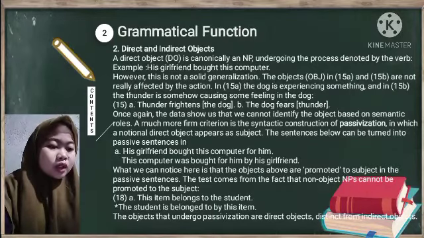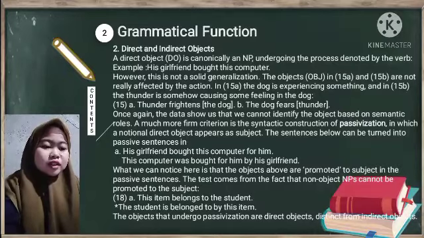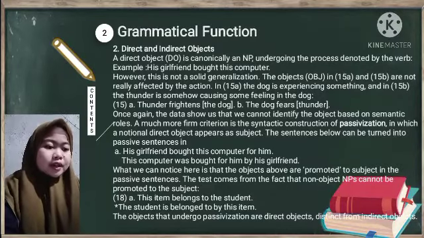15a: thunder frightens the dog. 15b: the dog fears thunder. Once again, the data show us that we cannot identify the object based on semantic roles. A much more firm criterion is the syntactic construction of passivization, in which a notional direct object appears as subject.